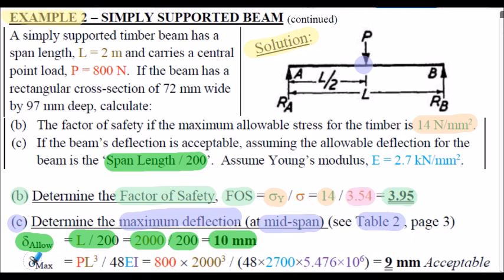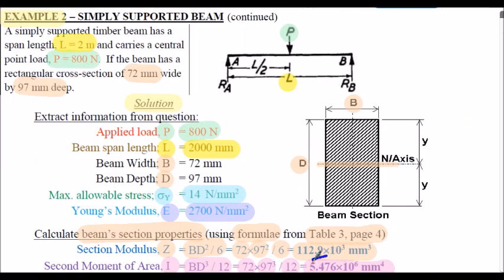If we now use the appropriate formula from our table for the midspan deflection of a simply supported beam, it's PL cubed divided by 48 EI. In the question above, we know the P is 800 newtons. The length of the beam is 2000 millimeters, so 2000 cubed. That's all divided by 48 multiplied by the E value, giving us 2.7 kilonewtons per millimeter squared. So that's 2700 newtons per millimeter squared here. And the I value calculated on the previous slide, 5.476 times 10 to the 6 millimeters to the 4. This value here.